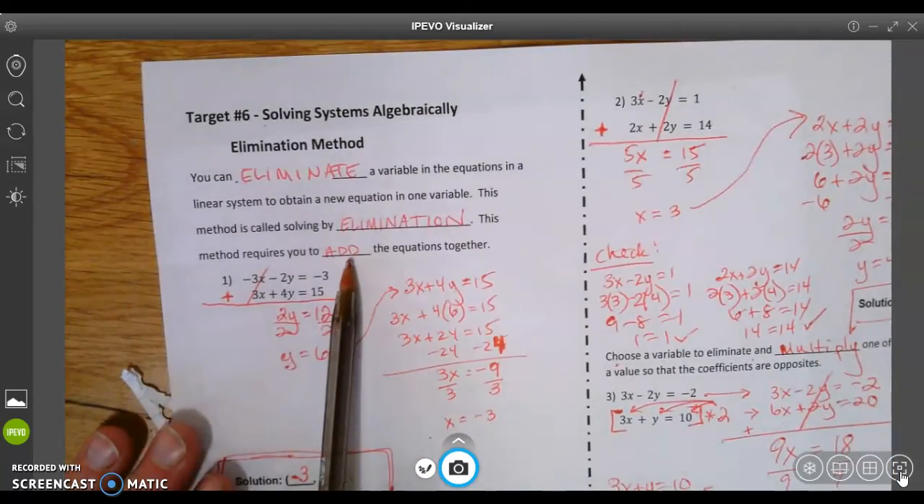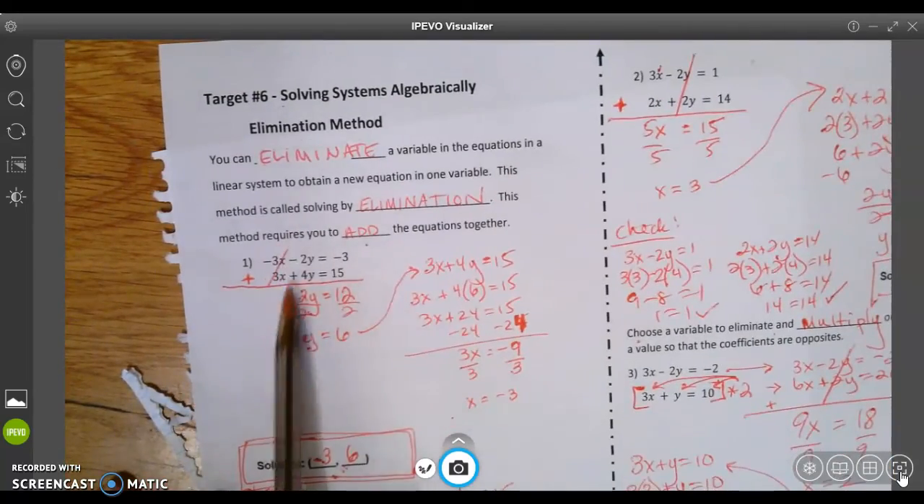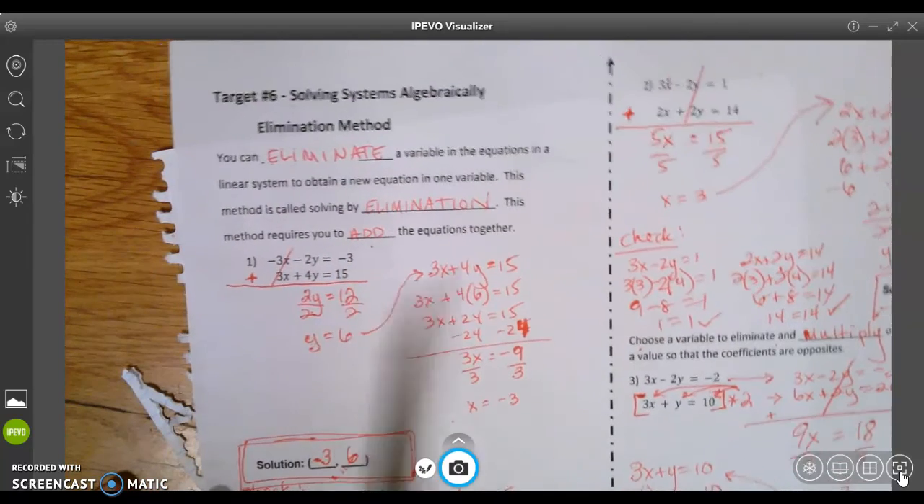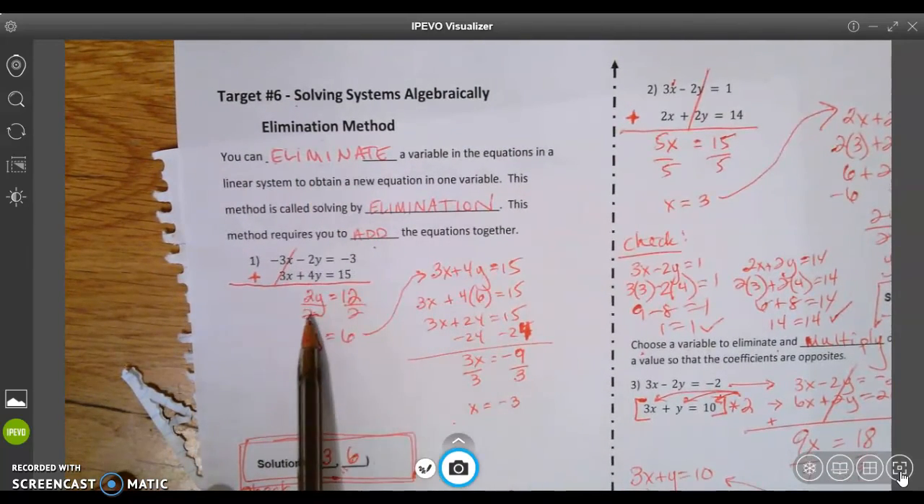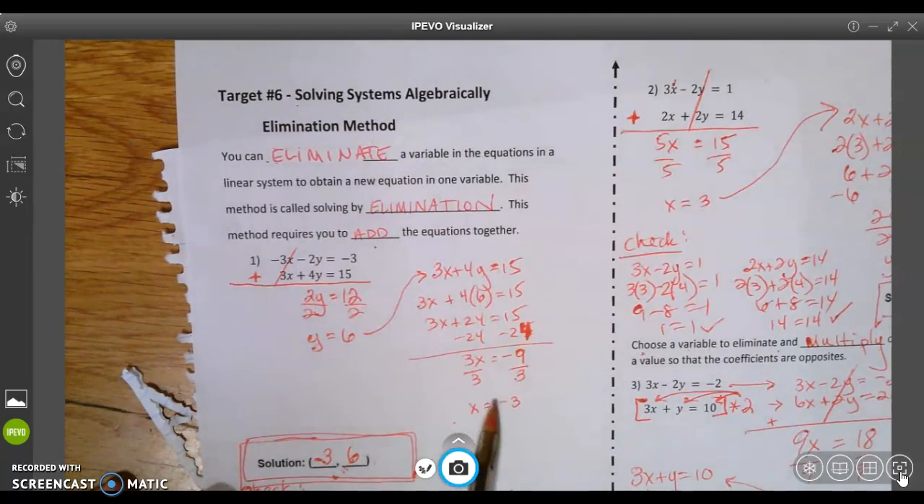You're adding the equations together. Making sure that they're all lined up is a great way to tell that you should use the elimination method. And then once you have half your answer, make sure you plug it in to get the other half of your answer. All these systems, the solution is considered the point of intersection.